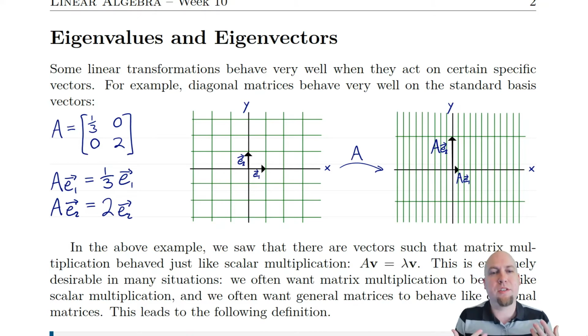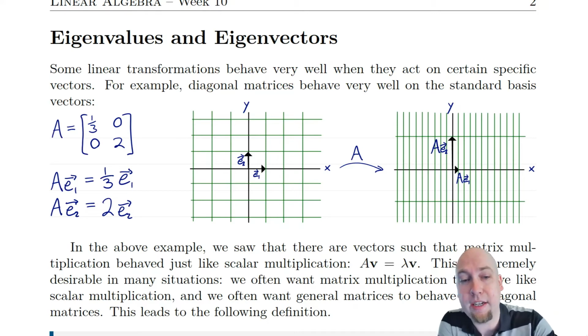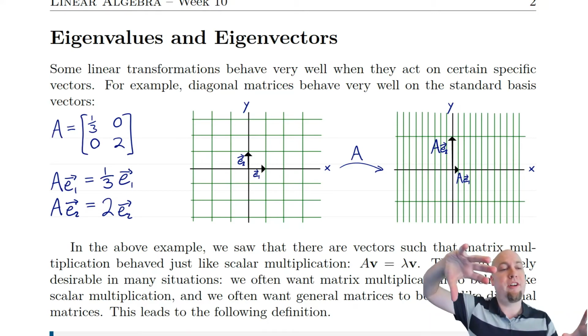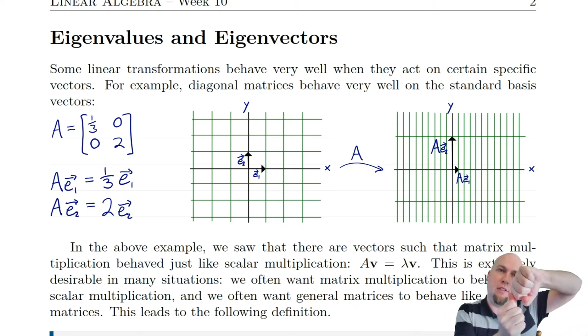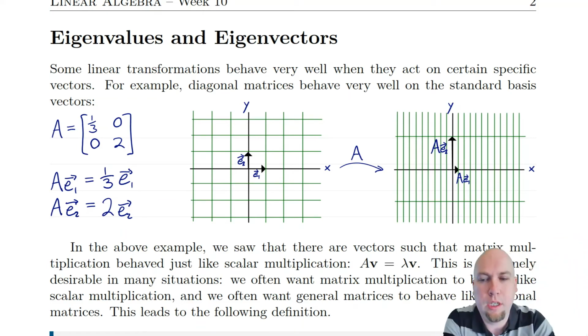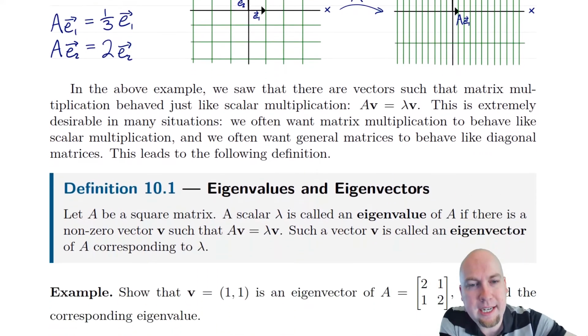Okay, and this is what we would like to happen with linear transformations in general. It doesn't happen in general, but we would like something like this to happen. And that's the idea behind eigenvalues and eigenvectors. What we want to do is find a basis in which things are just getting stretched. They're not getting rotated and moved. All right, so that's the idea behind eigenvalues and eigenvectors.